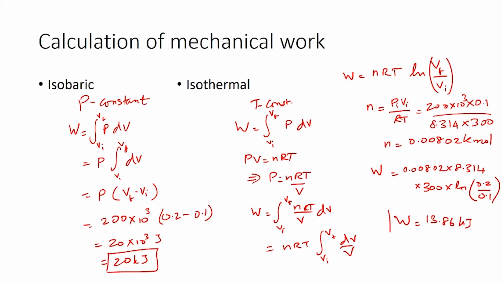13.86 kilojoules. So, for an isothermal process, the work done is 13.86 kilojoules compared to an isobaric process where the work done is 20 kilojoules.